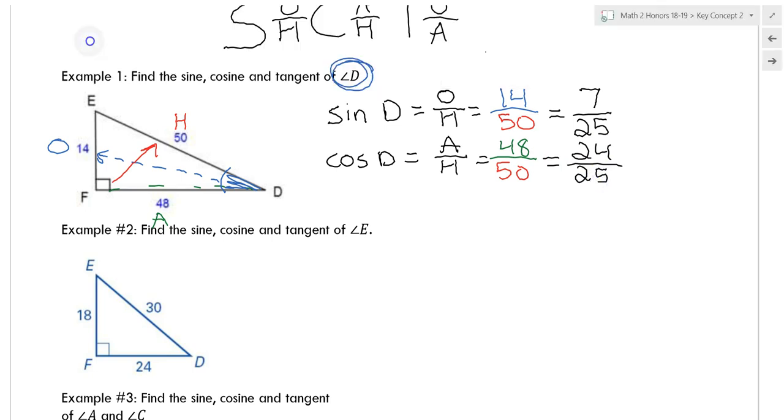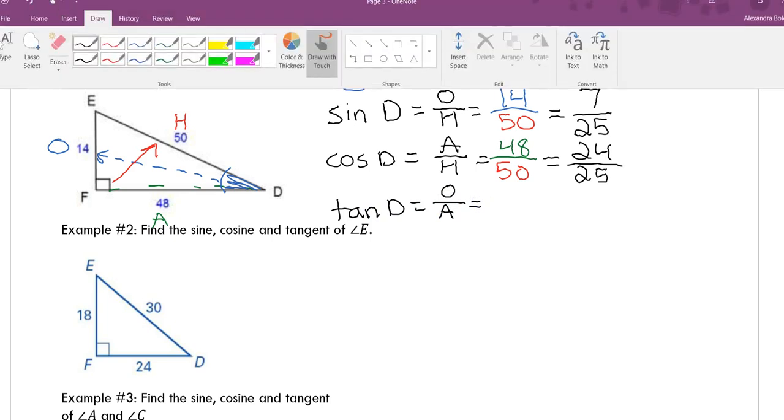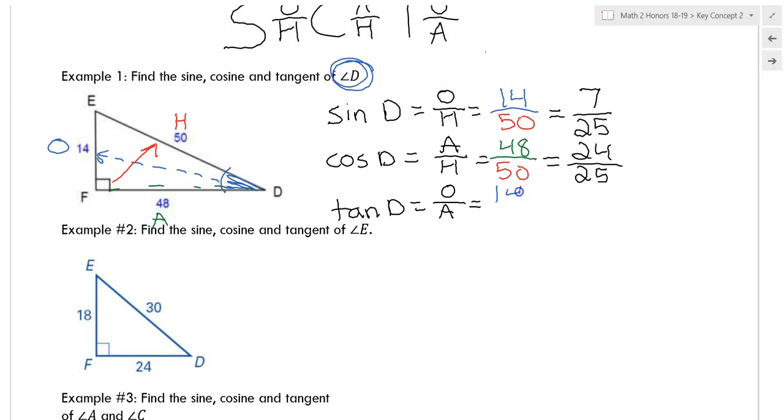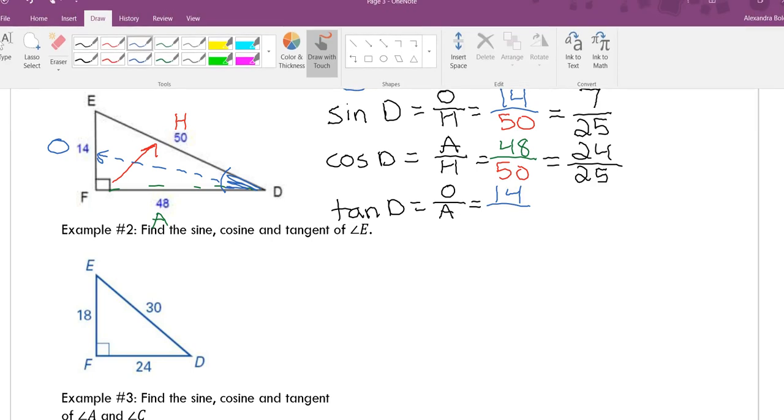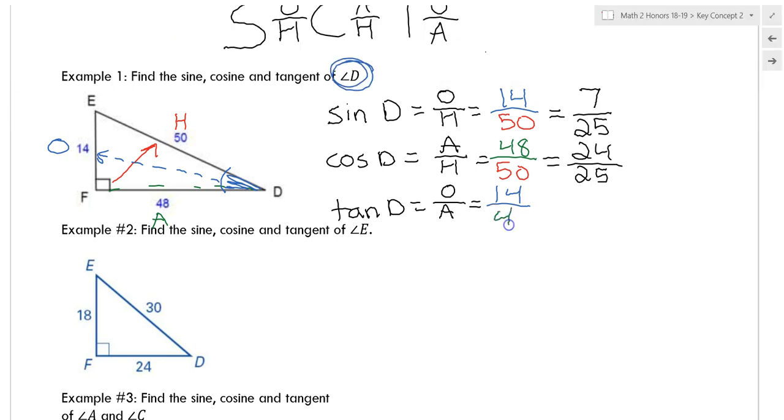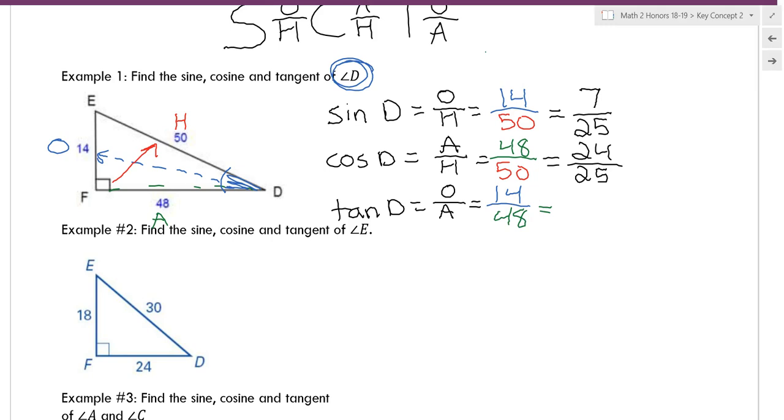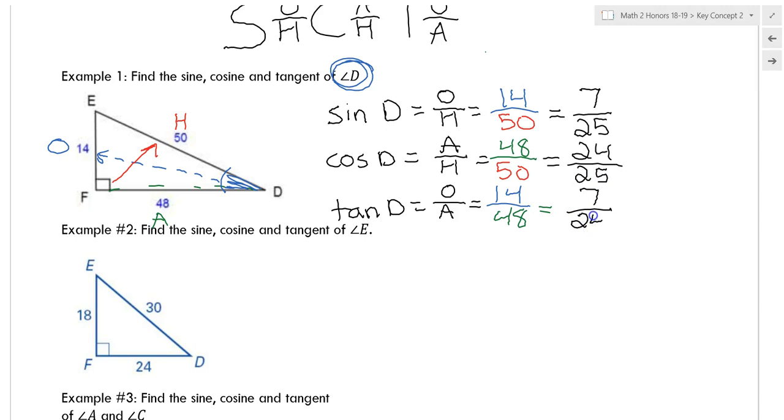And then finally, we are finding the tangent of D, which is, right, the definition of tangent is opposite over adjacent. The opposite side is 14. The adjacent side is 48. So when I reduce those, 14 out of 48 reduces to 7 out of 24. So those are my 3 answers: 7 out of 25, 24 out of 25, and 7 out of 24. Okay.